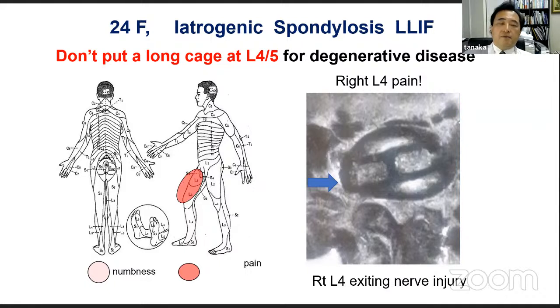At L4-5, because of the big, high-rising osteophytes, the cage is always placed not straight, but oblique. So if you put in a long cage, there is a high risk of exiting nerve injury. We should remember that.